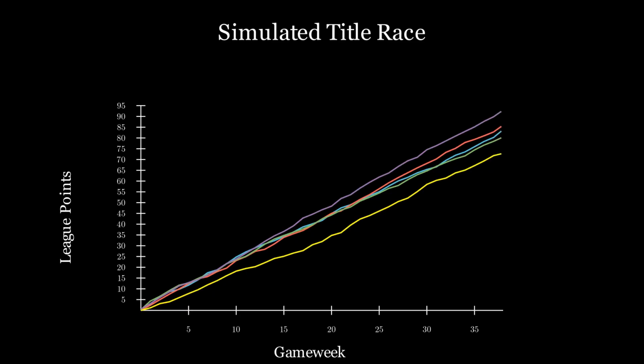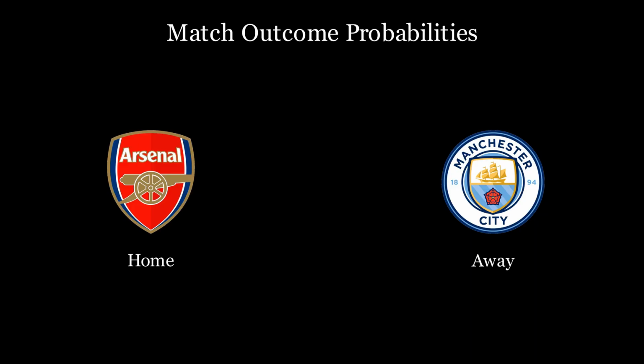This approach is the backbone of most modern forecasting systems, where instead of predicting one outcome, we simulate thousands of possible seasons and look at how often each team finishes on top. The key to these simulations is having a reasonable estimate of how each remaining match is likely to go.